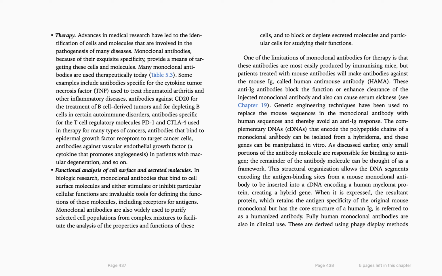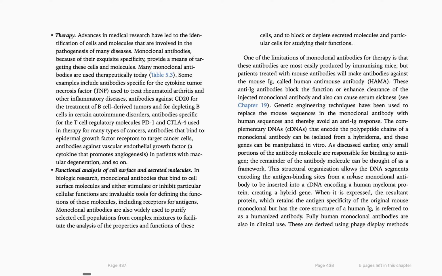The complementary DNA, the copy of DNA that encodes the peptide chains of a monoclonal antibody, can be isolated from the hybridoma, and these genes can be manipulated in vitro. As discussed earlier, only a small portion of the antibody molecule is responsible for binding to antigen. The remainder of the antibody molecule can be thought of as framework.